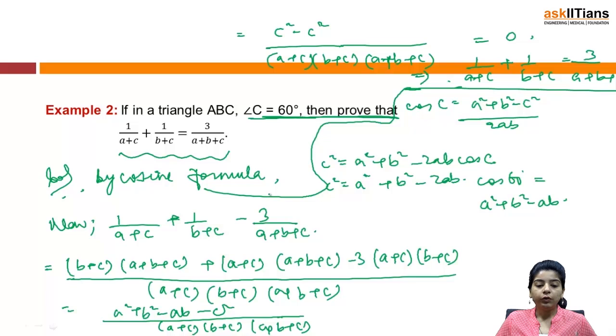So what we have utilized is, again, the cosine formula. Using that, it is given that angle C is 60 degrees. So I use the cosine formula for cos C, since angle C is given. So using that condition, we have simplified this term to obtain the required result.